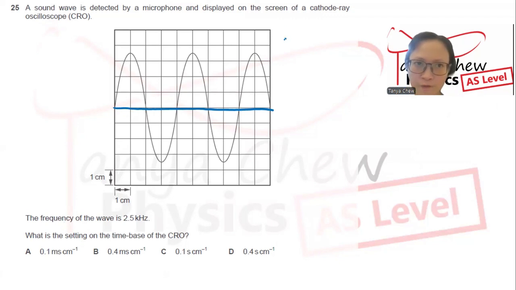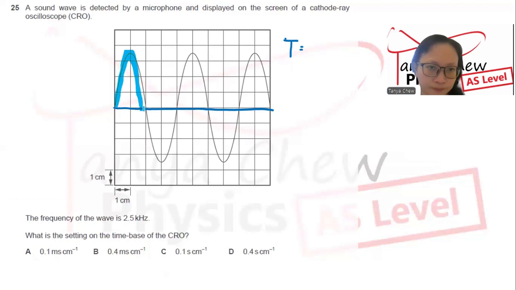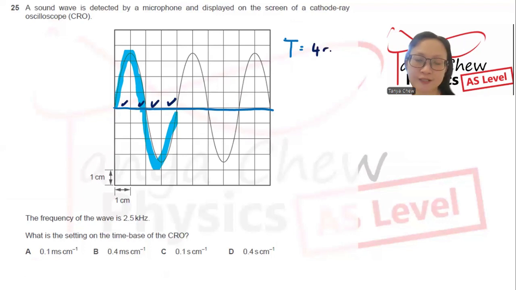So from CRO, if you want to find a period, first of all, you need to take the number of cm involved for one complete oscillation. This is what I call one complete oscillation. Here. This is called one complete oscillation. So how many cm involved here? I have 1 cm, 2 cm, 3 cm, and 4 cm. So 4 cm times the time base to get period.